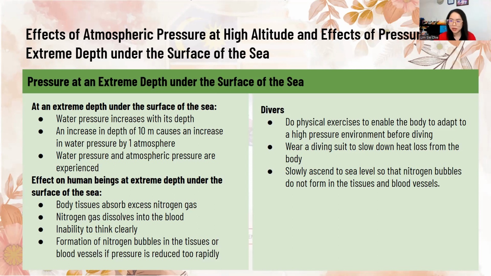Okay, so let's see here. What happens if you are at an extreme depth under the surface of the sea? So first thing is the water pressure increases with depth. So the deeper you go, the higher the water pressure gets, because P = hρg. Then an increase in depth of 10 meters causes an increase in water pressure by 1 atmosphere. So every 10 meters you go down, your pressure increases by 1 atmosphere.